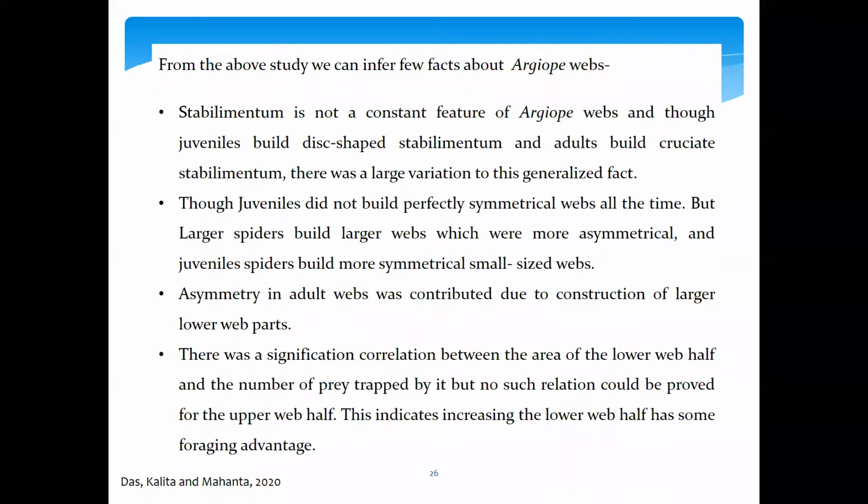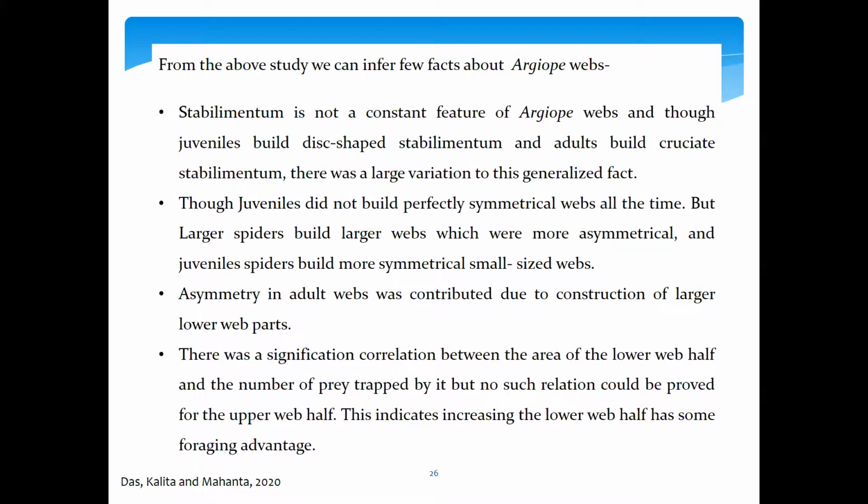Next. From the above study, we inferred a few facts: Stabilimentum is not a constant feature of Argiope webs, though juveniles build a Dixip Stabilimentum and adults build a Cruciate Stabilimentum. And juveniles did not always build perfectly symmetrical webs, but larger spiders build larger webs, which were more asymmetrical, and juvenile spiders build more symmetrical, small-sized webs.